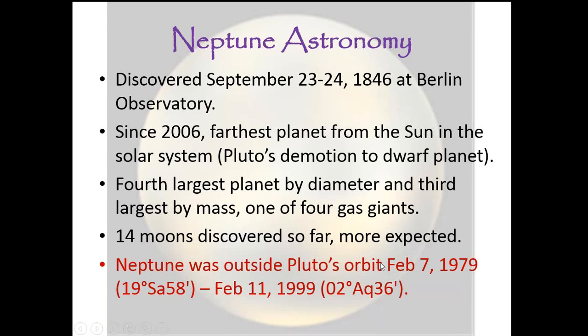The last time this happened, Neptune was inside Pluto's orbit, February 7th, 1979 through February 11th, 1999. And during that time, Neptune moved from 19-20 degrees Sag to 2.5 degrees Aquarius. Again, this happens once every 500 years.